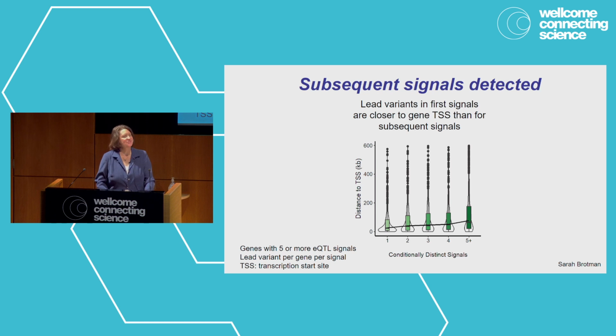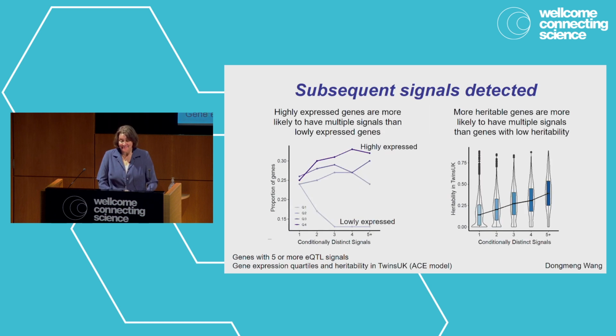We also looked at some of the characteristics of the genes identified. Here, Dongmeng Wang analyzed the highly expressed genes compared to the lowly expressed genes. You can see that for genes that are more highly expressed, the curve at the top on the left, we identify more and more signals. That makes sense. The more highly expressed, you can see the effect of the first signal, account for it, and look at the effects of the additional signals. In addition, on the right, the genes that are more heritable are more likely to have more signals that we can identify in this analysis.